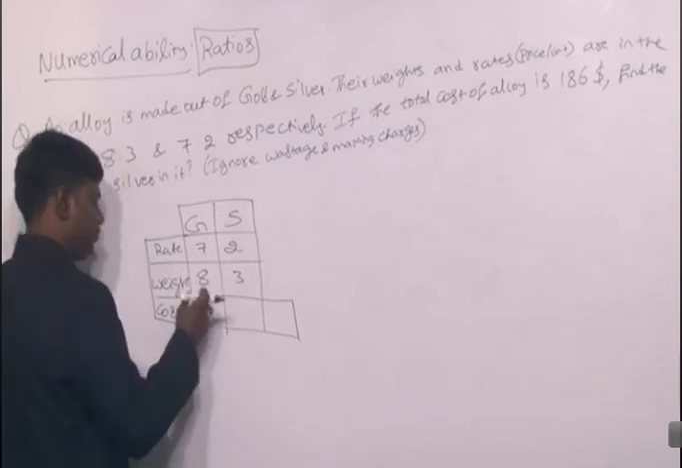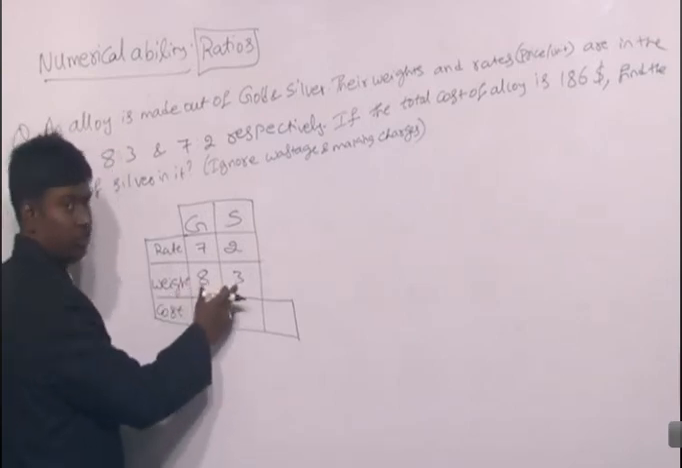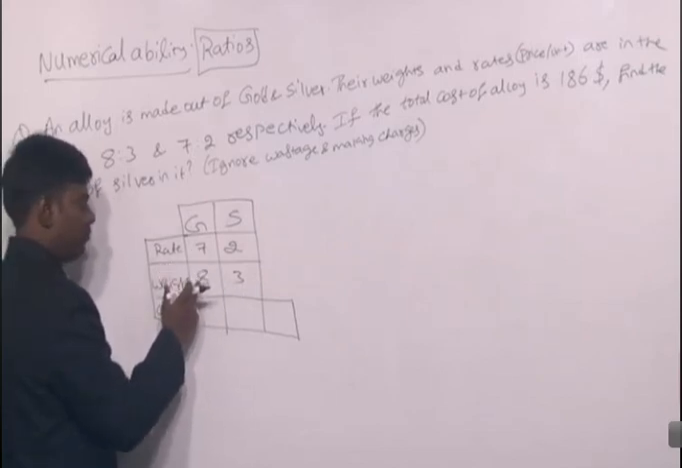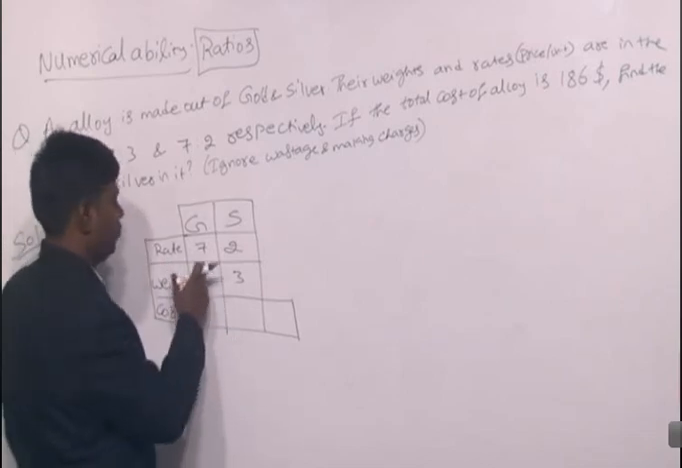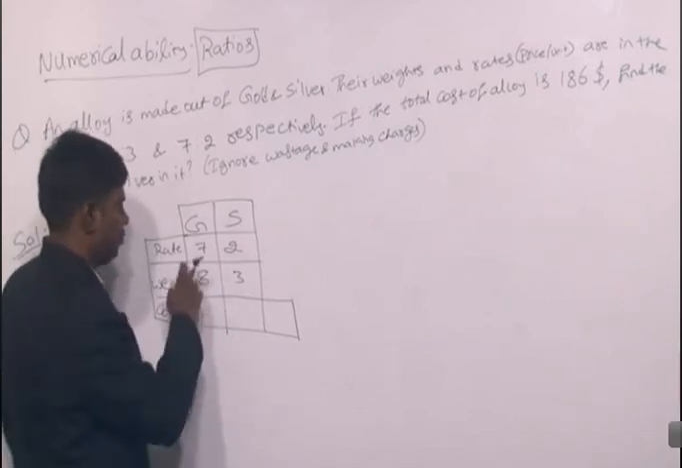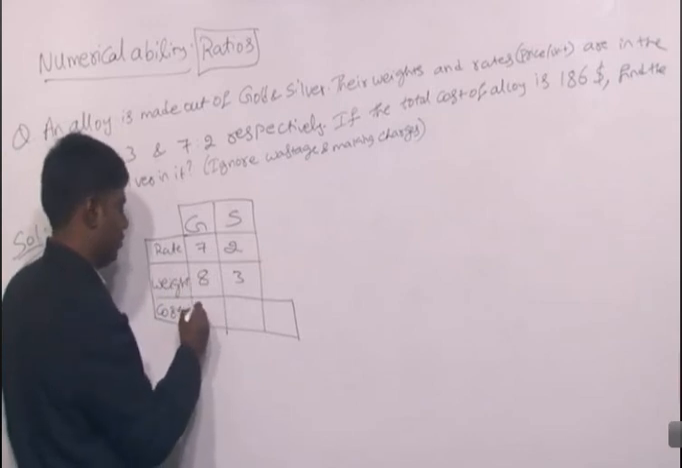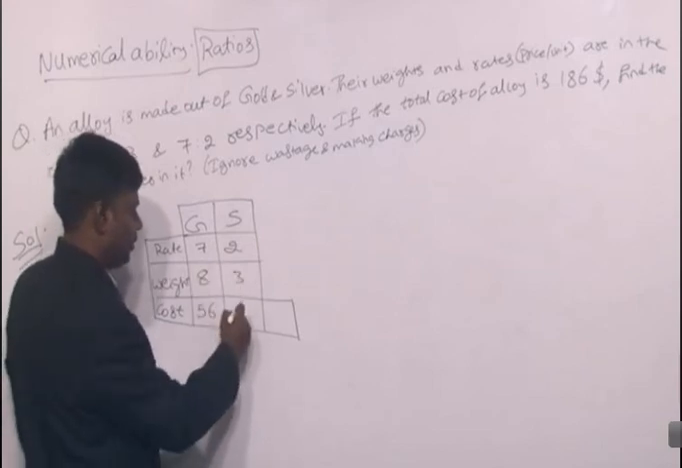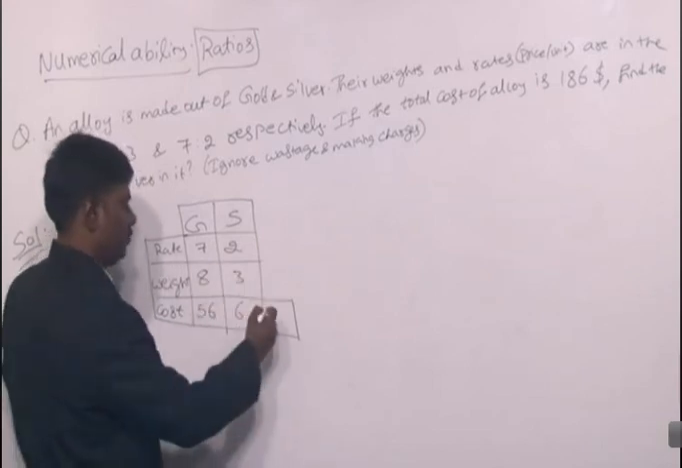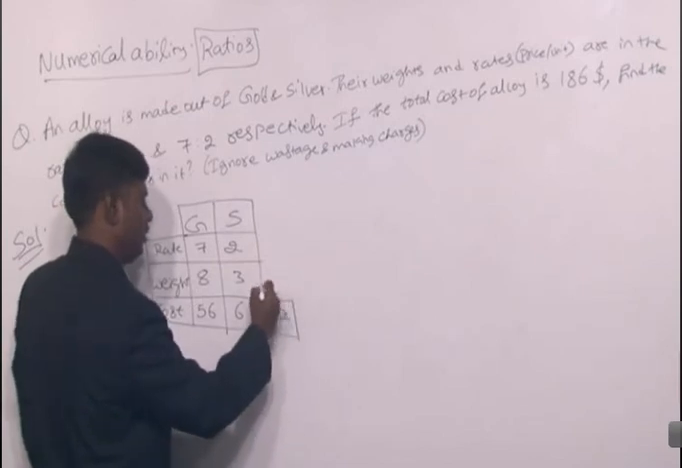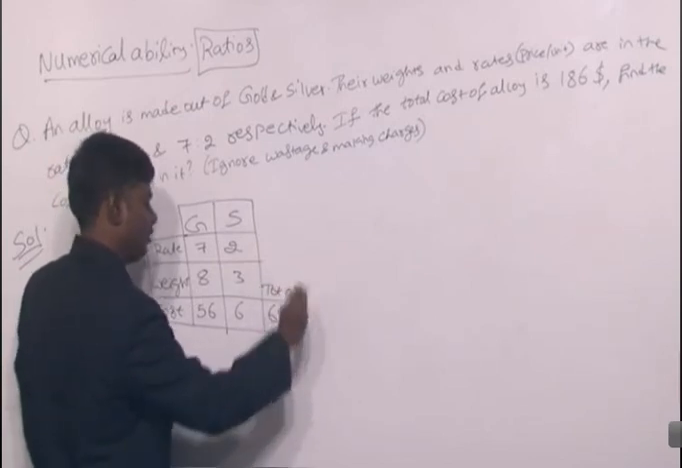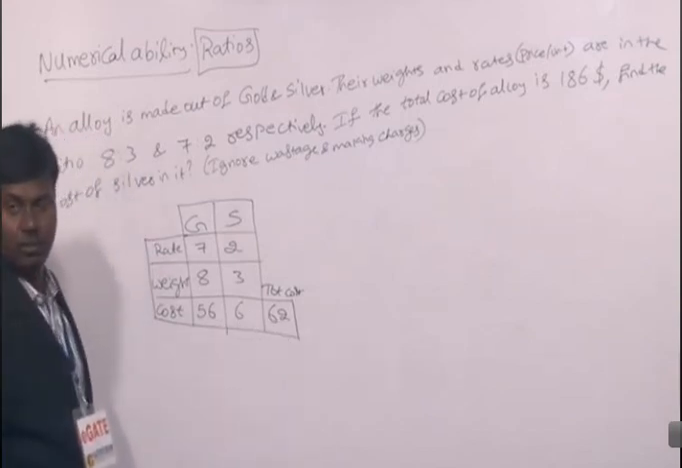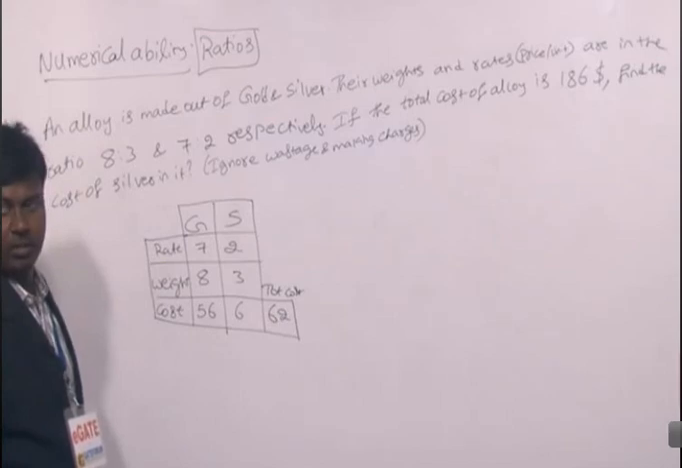So let us say 8 tulas, 3 tulas. Right? Let us say each tula is 7,000 rupees. So 8 into 7, 56,000 rupees. Right? Similarly, 2 into 3, 6. Put together, 62. This is the total cost. Right? Now, out of 62, the cost of silver is 6.